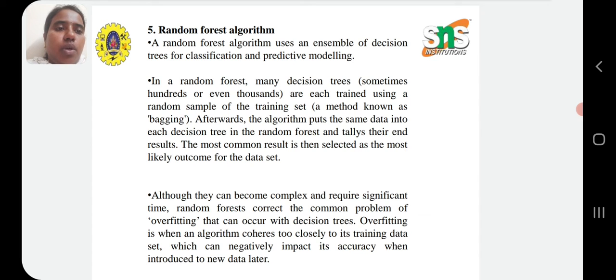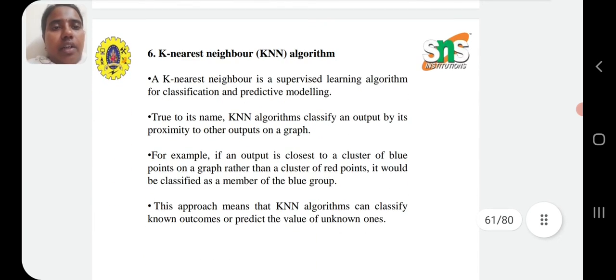Although they can become complex and require significant time, random forests correct the common problem of overfitting that can occur with decision trees. Overfitting is when an algorithm fits too closely to its training data set, which can negatively impact its accuracy when introduced to new data later.